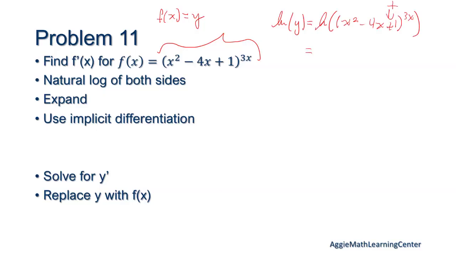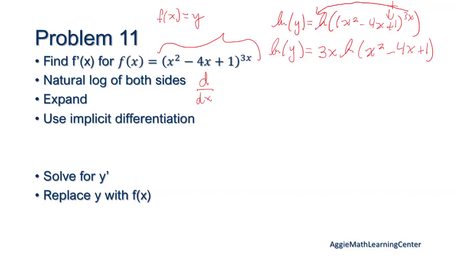So we're gonna use the power rule and we're gonna go boop right there. So we're gonna have our 3x out front now, our ln of x squared minus 4x plus 1. Okay, with me so far? Okay, so now what we're going to do is take the derivative of each chunk.